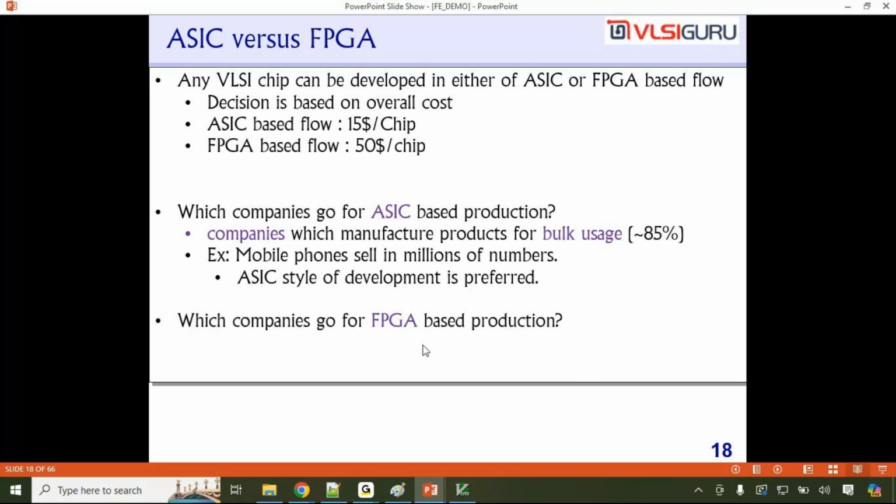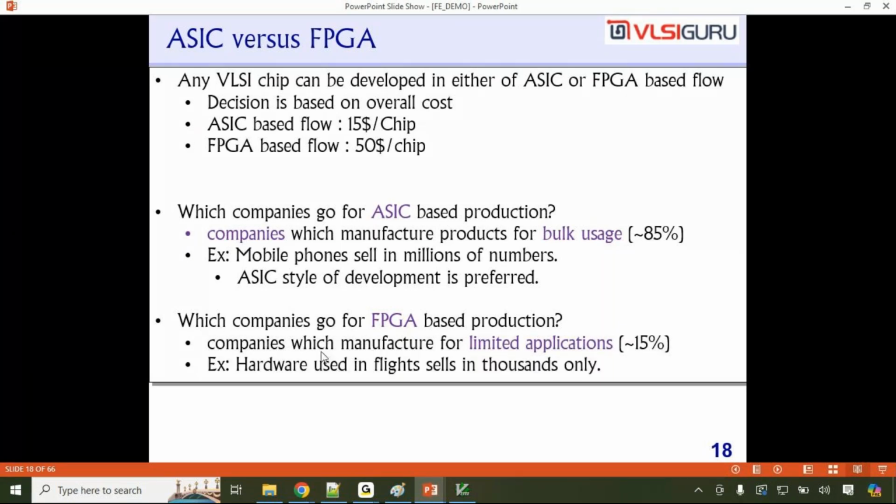Which companies go for FPGA based production? Okay, aviation based. That is, the companies who have a limited manufacturing requirement. Companies which manufacture for limited applications. For example, hardware used in flights sells in thousands only. There they will definitely prefer FPGA.